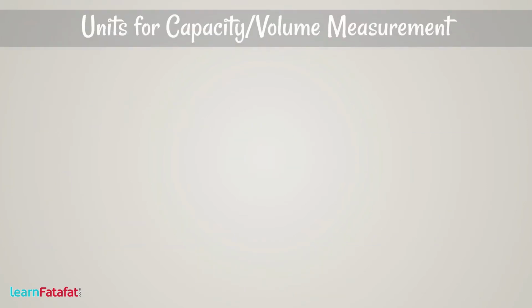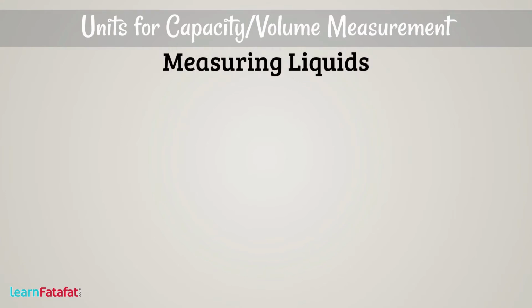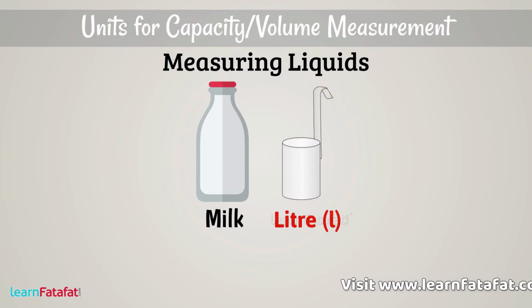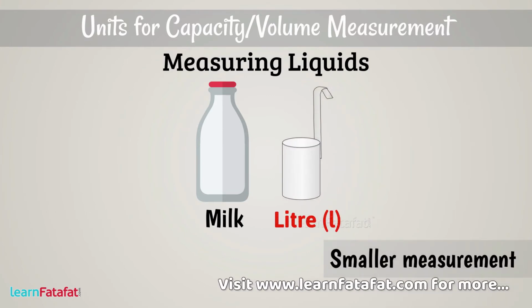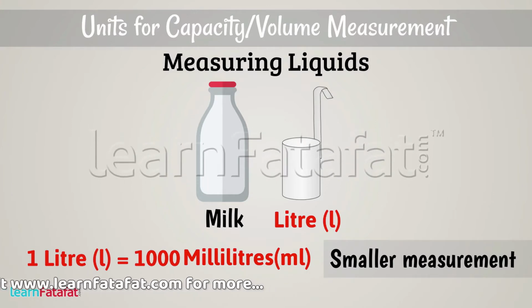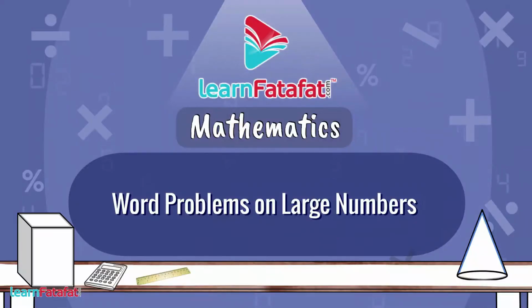Units for capacity and volume measurement. For measuring liquids such as milk, we use unit called liter. For smaller measurements, we use milliliters, where 1 liter equals to 1000 milliliter. Word problems on large numbers.